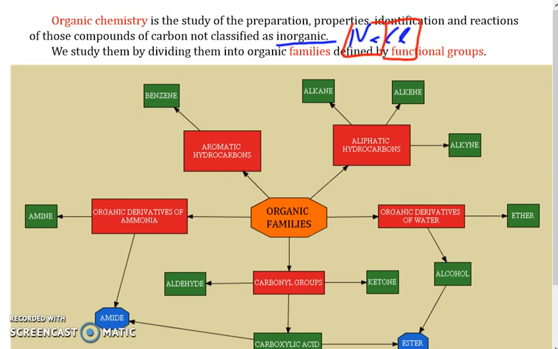With organic chemistry, what we're going to talk about is primarily carbon-based materials. So it's going to be carbon covalently bonded to things like hydrogen, nitrogen, oxygen.